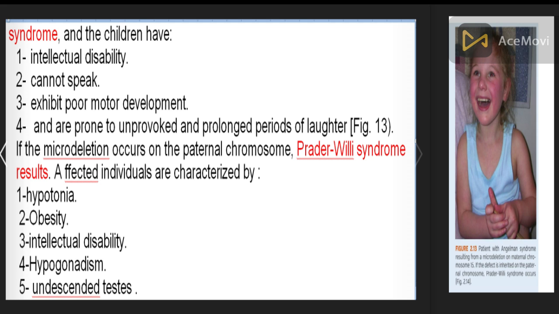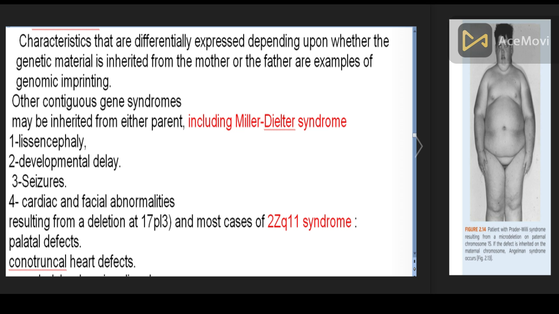Intellectual disability. 4. Hypogonadism. 5. Undescended testes. Characteristics that are differentially expressed depending upon whether the genetic material is inherited from the mother or the father are examples of genomic imprinting.